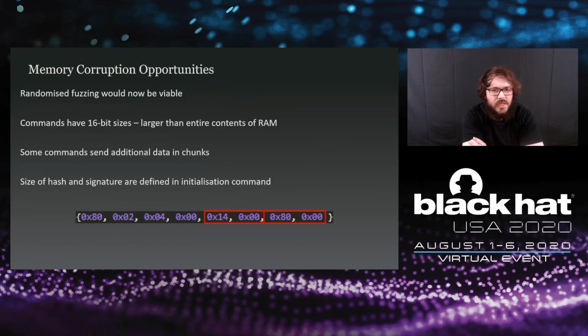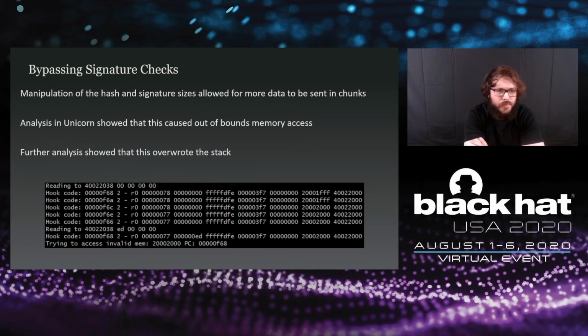I started randomly fuzzing the chip but found that it wasn't really viable and didn't do very much. While commands have 16-bit sizes and largely the entire contents of RAM, they were limited to only 256 bytes and I couldn't do much with that. I did find that some commands would send additional data in chunks. For instance, when you were sending 4096 bytes of update data, these were chunked into the 256 bytes that were permitted by the protocol. However, I also found that the size of the hash and signature, which was sent subsequent to the hash and signature command, were defined in this command and were modifiable.